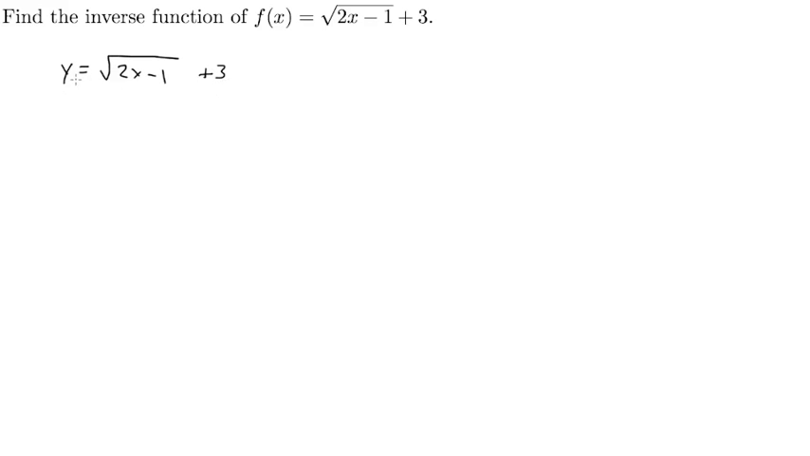Okay, so I start off by writing y equals the function, and now I change places. My y's become x's, my x's become y's. And then from here, I just proceed as normal. I want to solve for y, so it's trapped inside a square root, so let me get this square root by itself. So let me subtract 3 from both sides. So x minus 3 equals the square root of (2y minus 1).